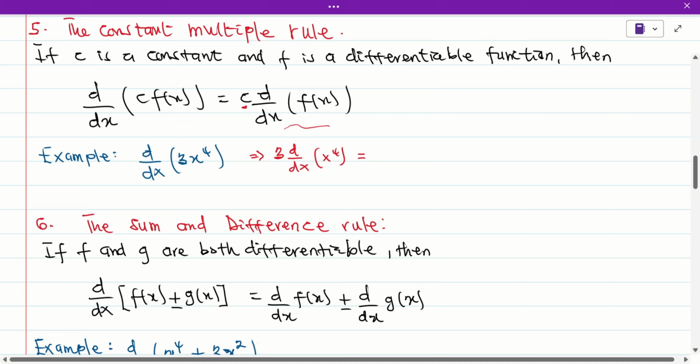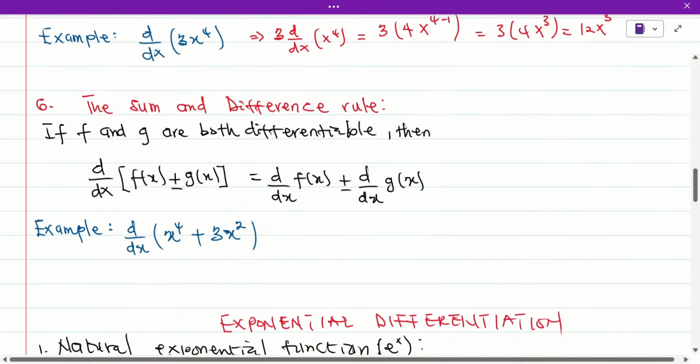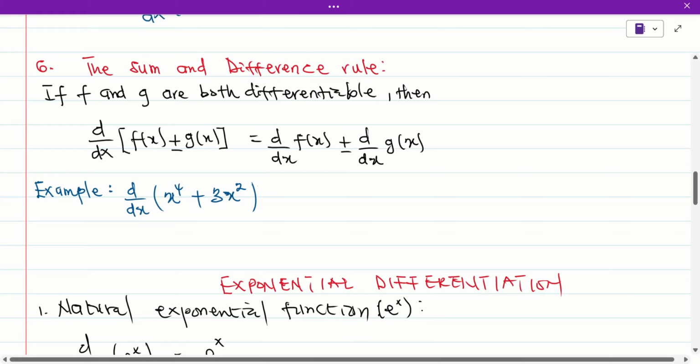And when you differentiate x exponent 4, you're going to get 3 multiplying 4x exponent 4 minus 1, which is going to give us 3 multiplying 4x exponent what? 3. So you're going to get 12x exponent 3. We get it. And the next rule is the sum and difference rule.